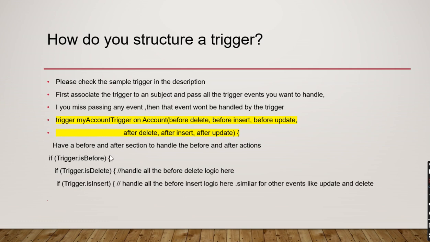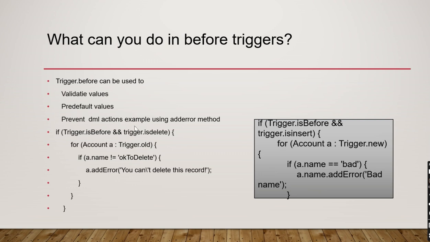So typically you will have a before and after section to handle the actions. Here we have an example. In the trigger.isBefore, you will have sections for trigger.isDelete and trigger.isInsert. So you can handle all the delete logic over here, and in trigger.isInsert, you can handle all the before insert logic. Update, delete. Now what can you do in the before trigger? Typically you can validate values, pre-default values and prevent DML actions. This is very, very important. For this last part, you can use something called the addError method and prevent the action from happening.